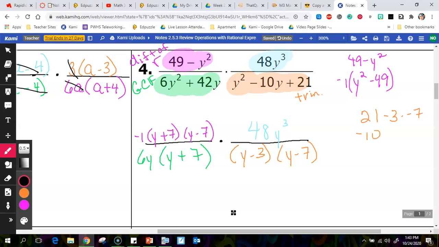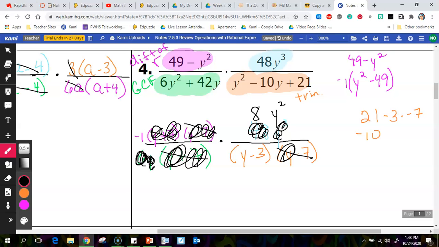All right, let's cancel some stuff out. Let's cancel this y plus 7, the y minus 7. I can also do this y right here and the y cubed. That's going to be a y squared. I can also do the 6 and the 48. Divide by 6. And that's going to leave an 8 up here. Okay, so I'm going to really mark out everything that I canceled. That way I can see a little bit better what I've got left over. Okay, -1 times 8y squared is -8y squared. And then the denominator, I have y minus 3 left.